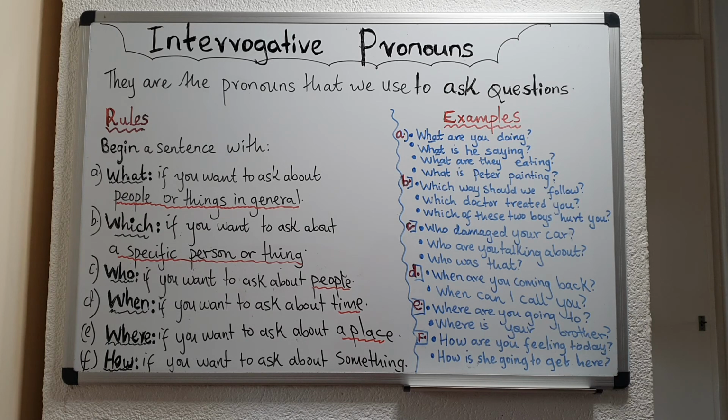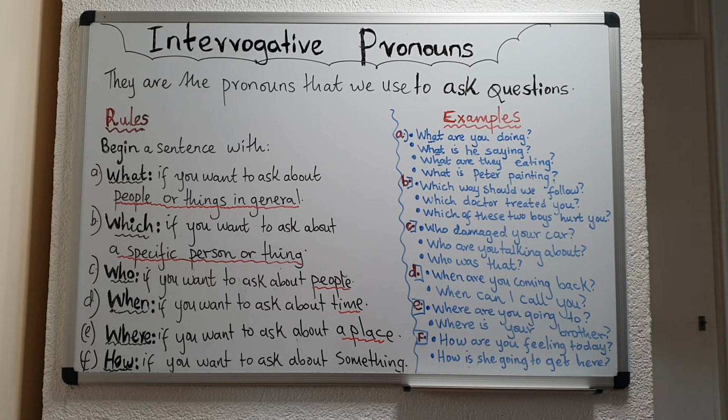Okay. Now, this brings me to the end of this lesson. I hope you now know what interrogative pronouns are. They are the pronouns that we use to ask questions, and they include what, which, who, when, where, and how. And depending on whether you want to ask about people, or about things in general, or about a specific person, or a specific thing, or if you want to ask about time or a place, then there is always the correct pronoun to do so.